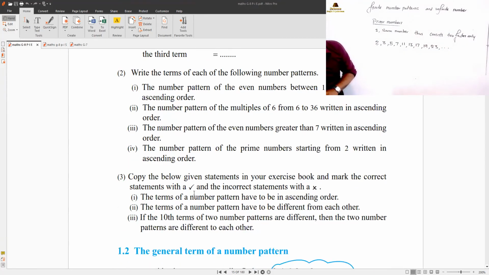Copy the below given statements in your exercise book and mark the correct statements with a correct mark and the incorrect statements with an incorrect mark. The terms of a number pattern have to be in ascending order. The terms of a number pattern have to be different from each other. If the 10th terms of two number patterns are different, then the two number patterns are different from each other.